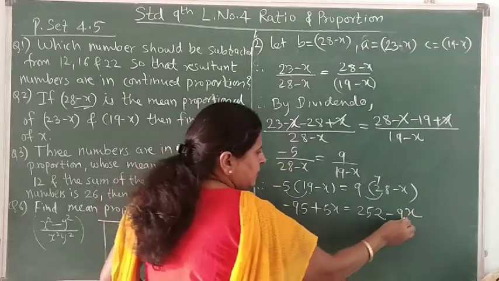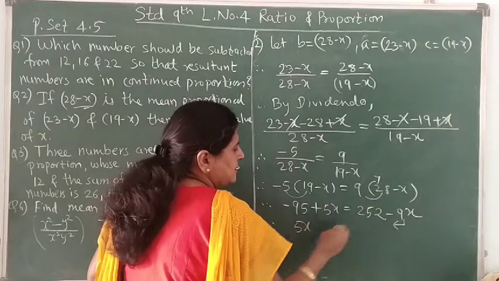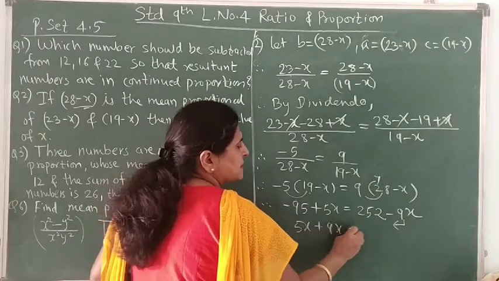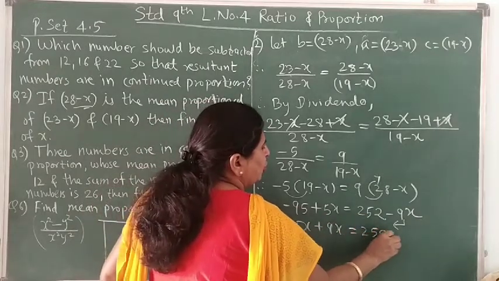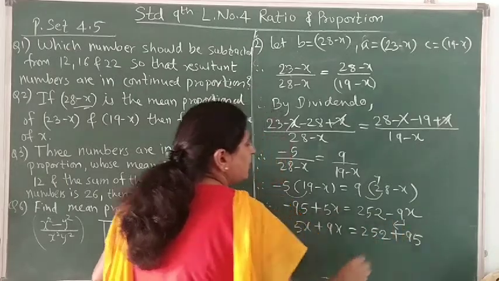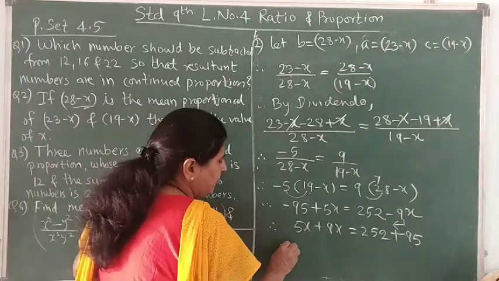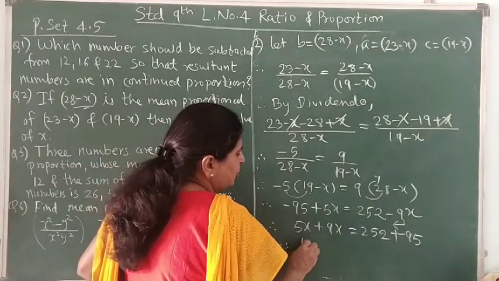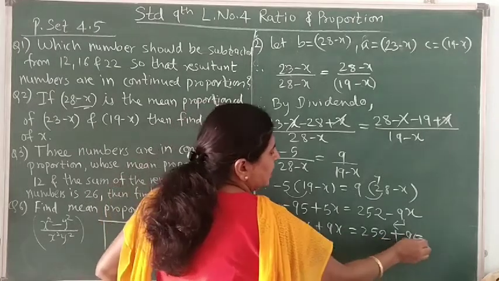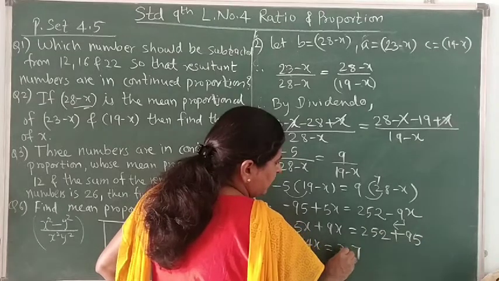Okay, now take this minus 9x, which is smaller than 5x, so minus 9x will come here as plus 9x, and 252 minus 95 will come as plus 95. Be careful while solving the equation. If one sign goes wrong, everything will go wrong. So 9 plus 5 is going to be 14x is equal to this addition is going to be 7, 25 plus 9 is going to be 34.